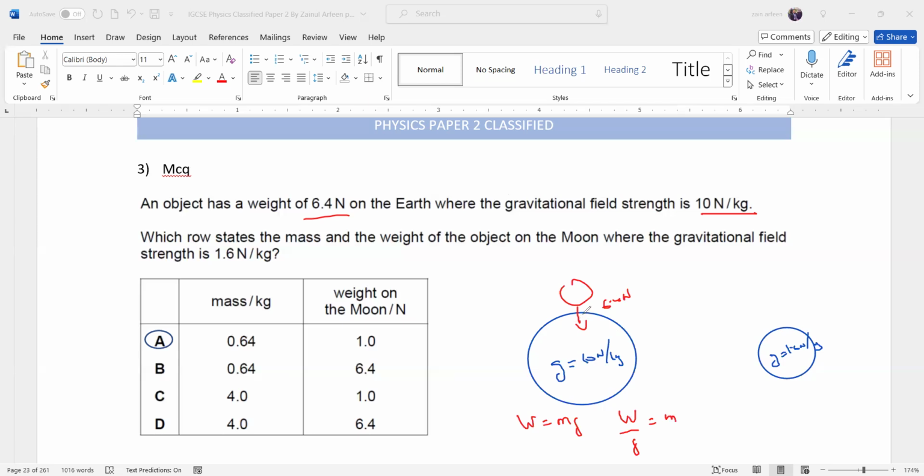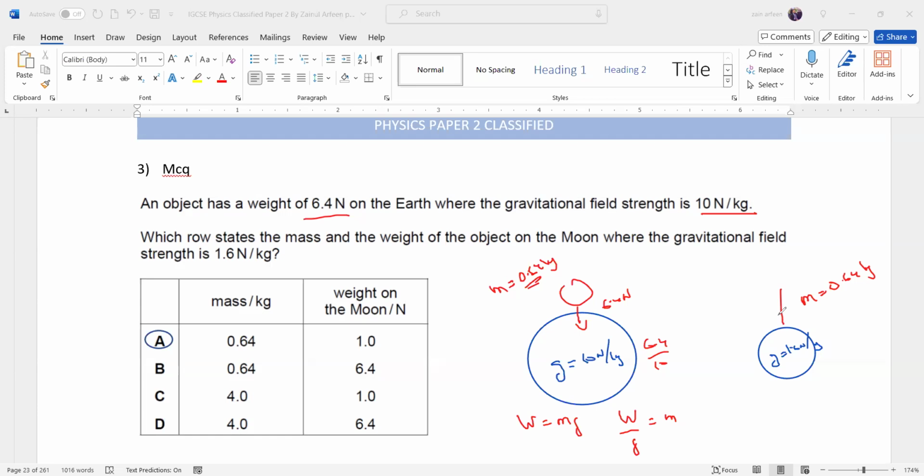So the weight is 6.4 and the gravity is 10. So 6.4 divided by 10 is 0.64. So the mass on Earth is 0.64 kg. And the mass of an object does not change. So on the moon, it will also have the same mass, which is 0.64 kg. So 0.64 kg on Earth, 0.64 kg on the moon, because the mass does not change.